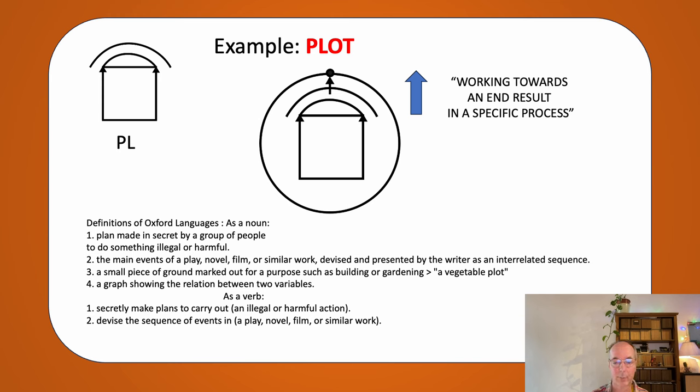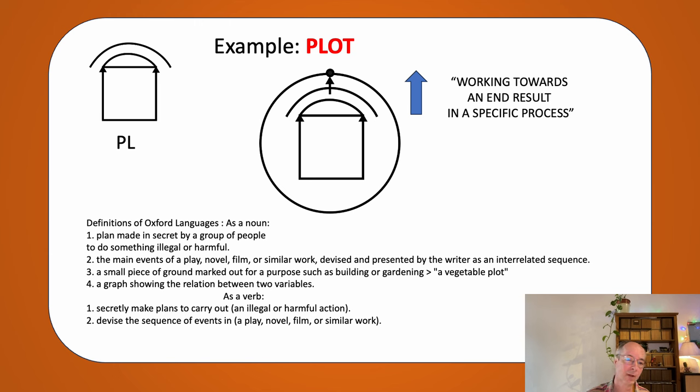Does this match? What I said is, it's all about working towards an end result of a specific process. Maybe I can express it better. But does that fit with a plan made in secret? This secret is not visible, but it is a plan working towards an end result. So as this planning, plotting, there. The main events of a play in a certain sequence of events. The O is the process, so it can be in parts, but that's not what it definitely says. But it is about the process working towards an end.